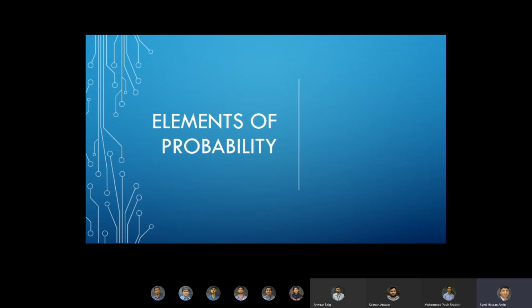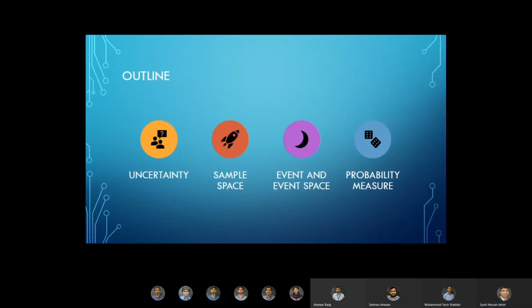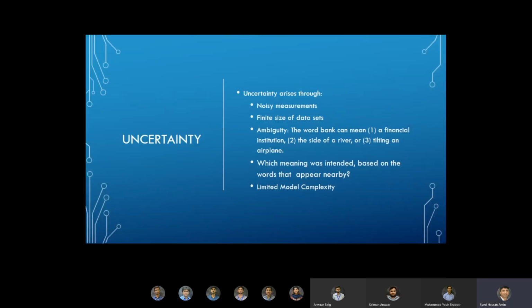So let's review the basic elements of probability. Here we study uncertainty, sample space, event space, probability measure, and so on. First, uncertainty. We need to study uncertainty because our measurements are noisy, so we may not be making accurate measurements. Our data sets are limited in size, and there is a lot more data out there, so we are not sure how the data might be varying.